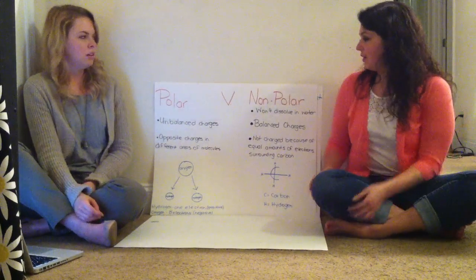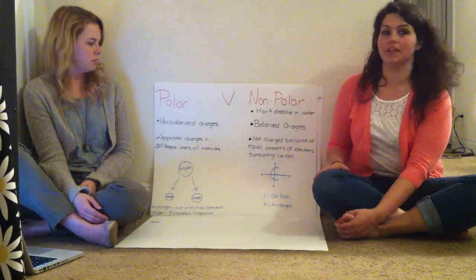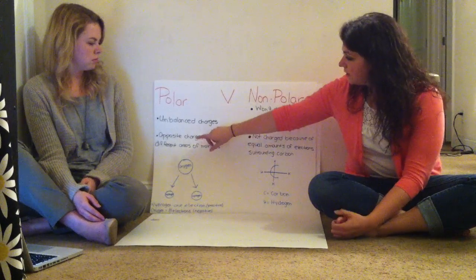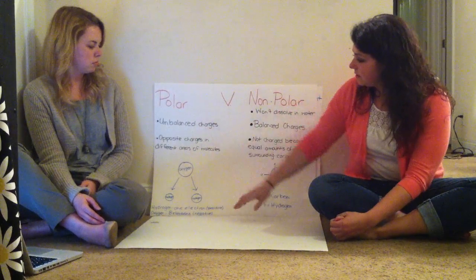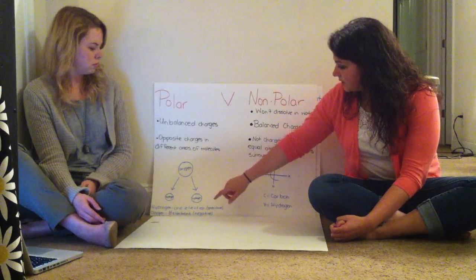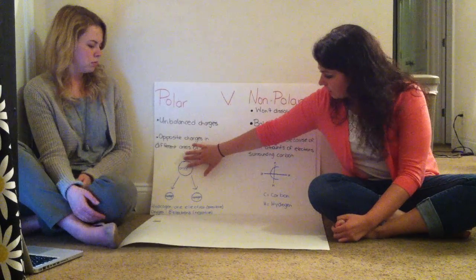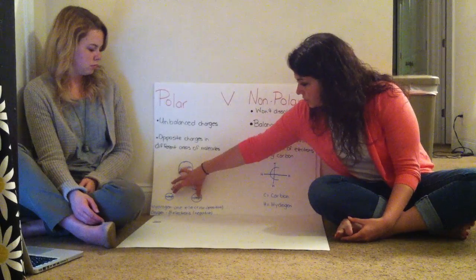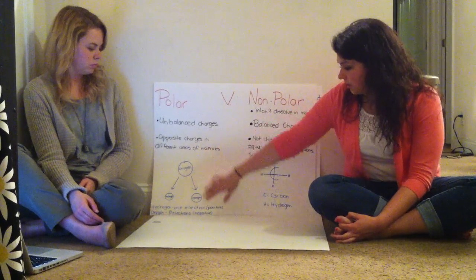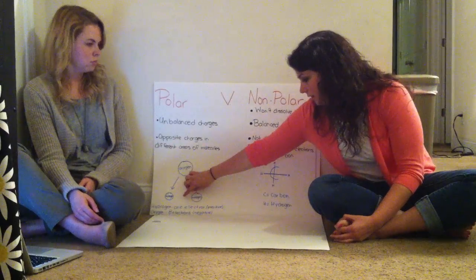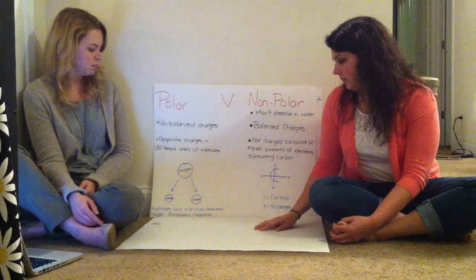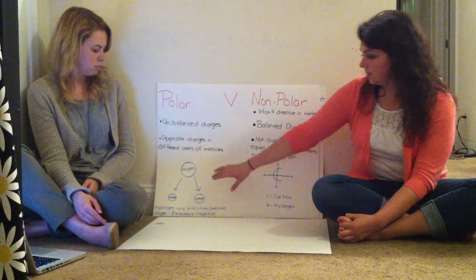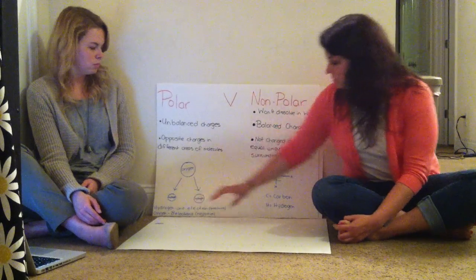So now we're going to talk about polar versus nonpolar and why water is polar. Polar means they have unbalanced charges and opposite charges in different areas of molecules. And here is a diagram. So opposite charges would be hydrogen and then oxygen. Hydrogen only has one electron and it would be positive, and oxygen has 8 electrons and that would be negative. So it's unbalanced because of the 2 hydrogens.